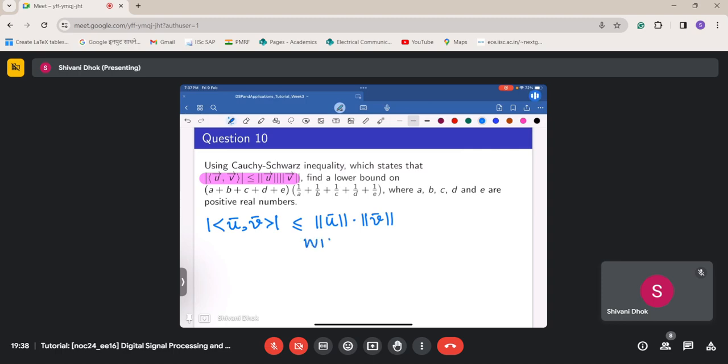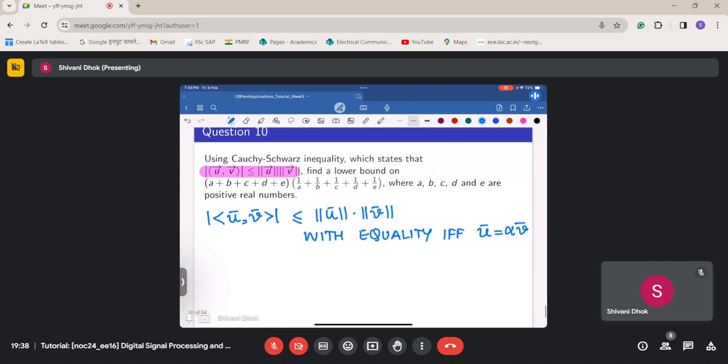With equality if this U bar is some scalar multiple of V. So this is the Cauchy-Schwarz inequality. You can use this to find out any upper bound or lower bound, whatever is asked. It might be useful based on whatever situation you are having.